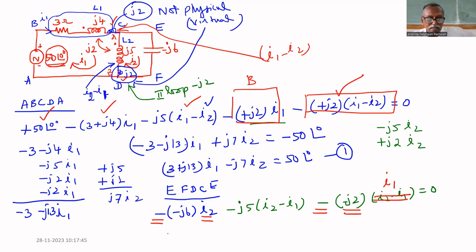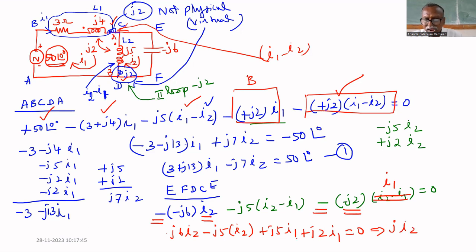If we solve this, what will you get? J6 I2 minus J5 I2 plus J5 I1 plus J2 I1 equal to 0. Add all I2 together: 6 and 5, that implies J I2. If you add I1 together, plus J7 I1 equal to 0. This is the second equation.